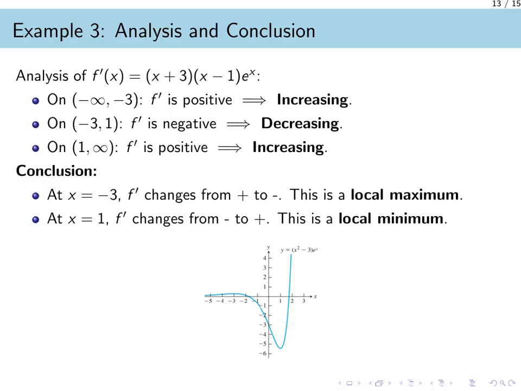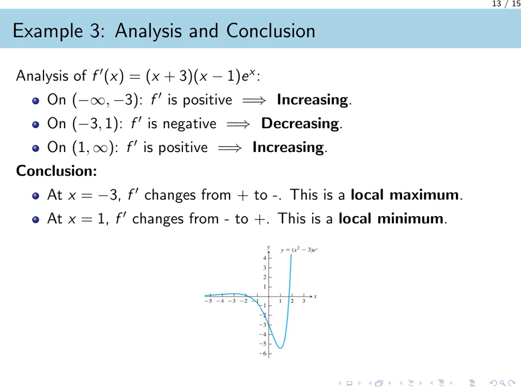Let us use the sign of our derivative, which is the quantity x plus 3 times the quantity x minus 1, all times e to the power of x, to find where the function increases and decreases. Since e to the power of x is always positive, we only need to look at the signs of the other two factors. For x less than negative 3, the derivative is positive, so the function is increasing. On the interval between negative 3 and 1, the derivative is negative, so the function is decreasing. And for x greater than 1, the derivative becomes positive again, making the function increase.